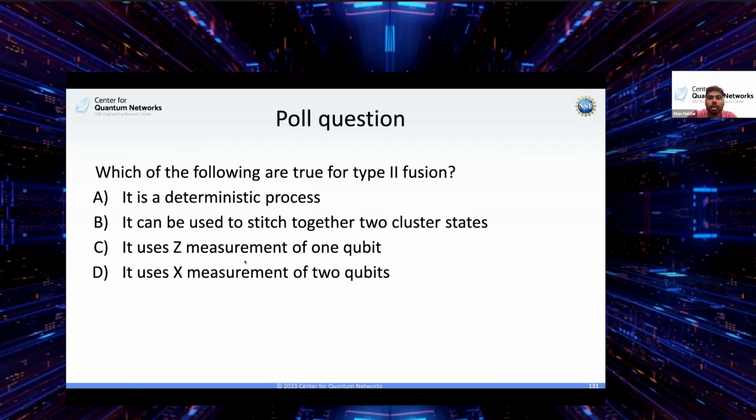Okay, a quick poll question. Which of the following are true for type 2 fusion? It is a deterministic process. It can be used to stitch together two cluster states. It uses Z measurement of one qubit. It uses X measurement of two qubits.